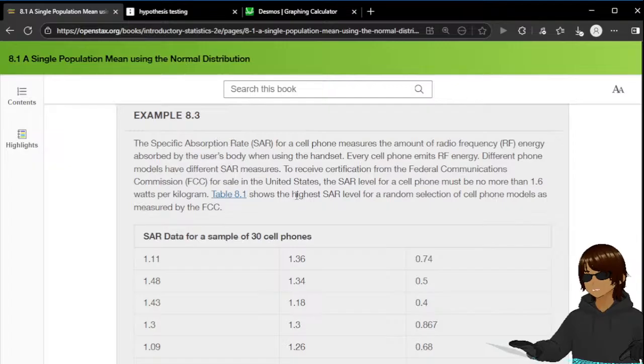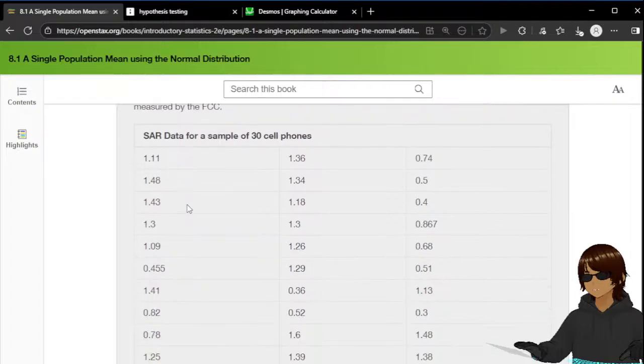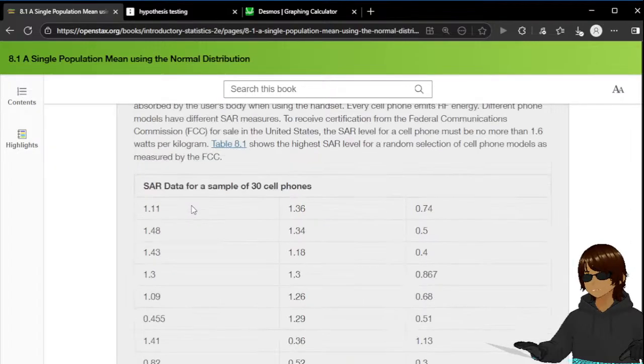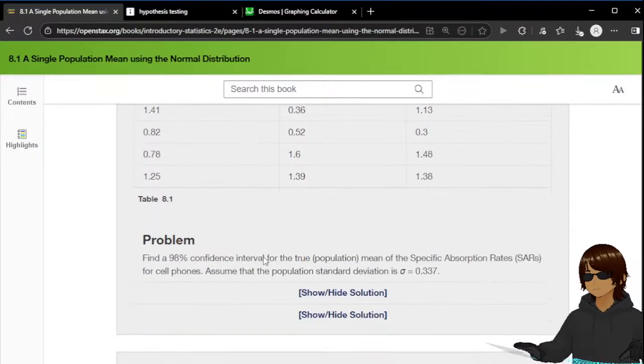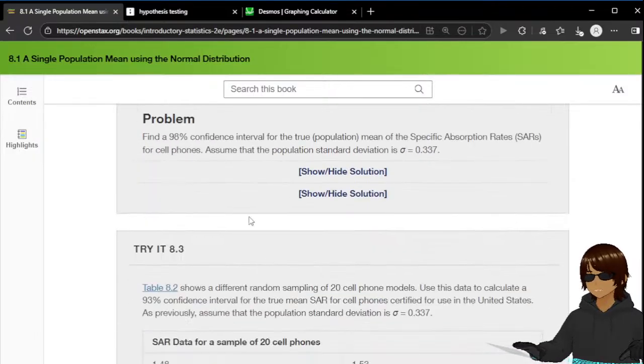Table 8.1 shows the highest SAR level for a random selection of cell phone models as measured by the FCC. Okay. 1.6 is the highest, right? Find a 98% confidence interval for the true population mean for the specific absorption rates for cell phones. Assume that the population standard deviation sigma is equal to 0.337.